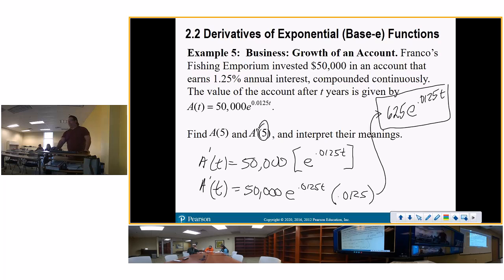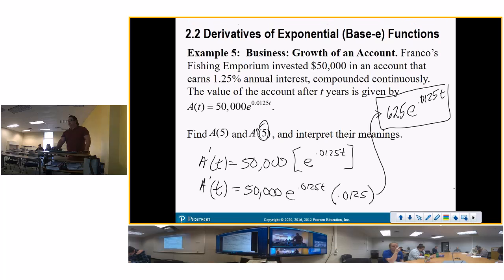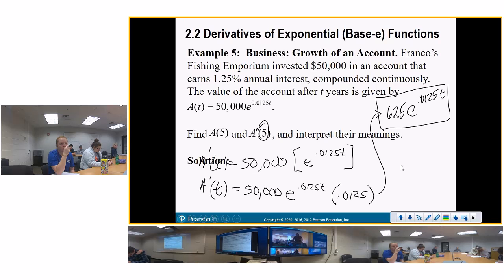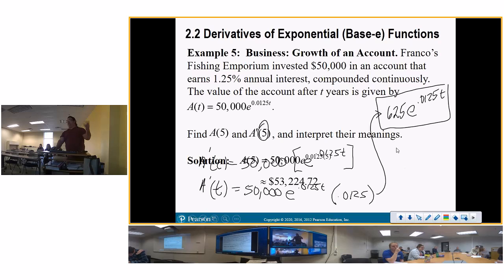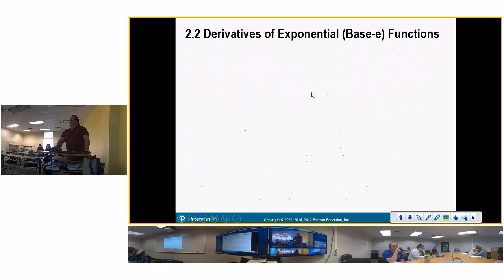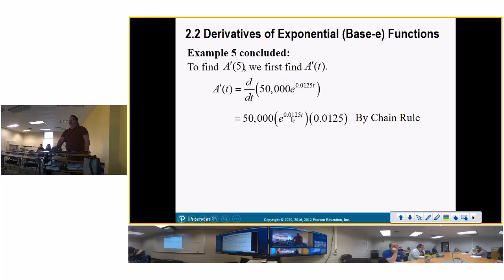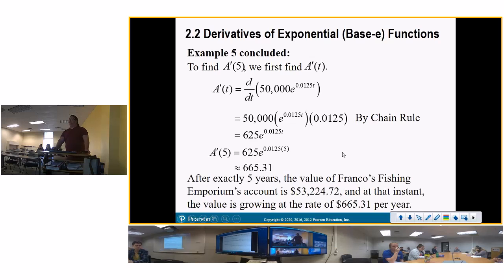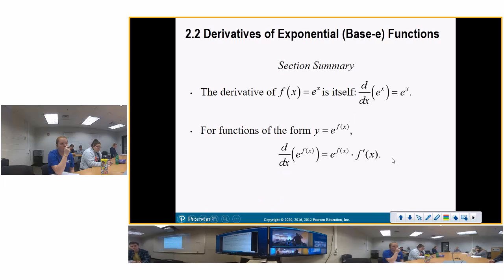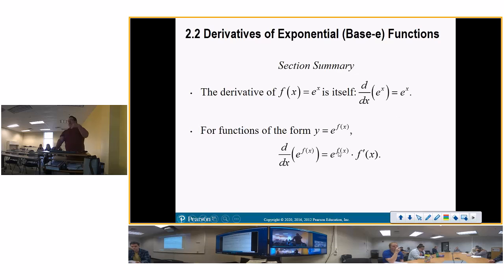Next. And there's your answer, or I think they've got the answer. When you plug in 5, that's the first part, and then they get the second part. And I think there it is, 625e, and then you crank that in and get 665. Okay? Here we have the derivative and then the chain rule. So that's the summary of what we just went over.